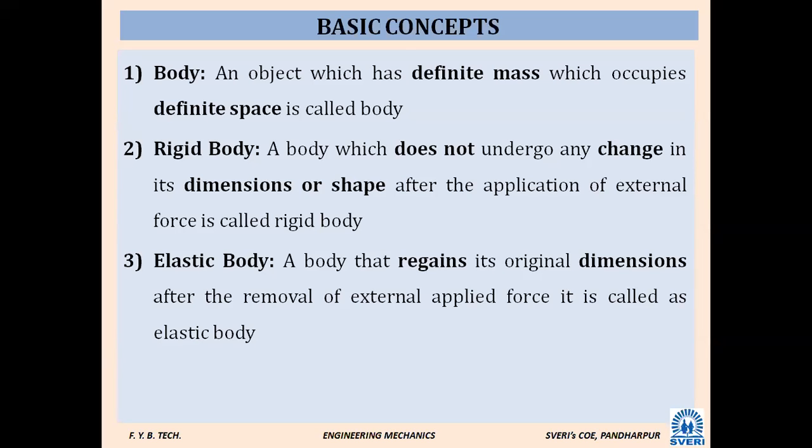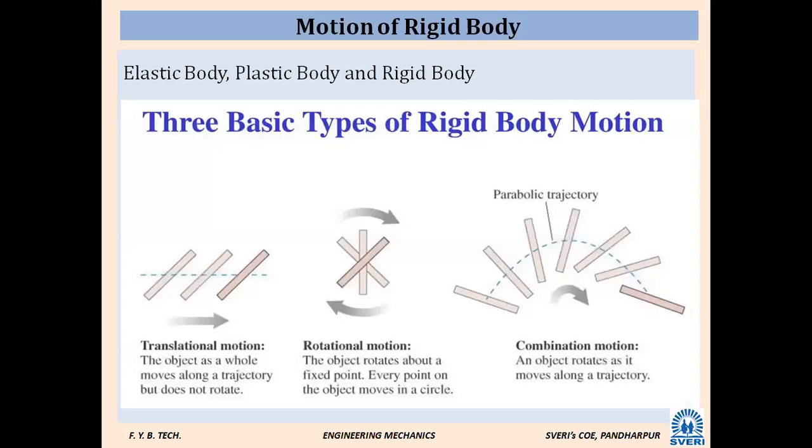What is an elastic body? A body that regains its original dimension or shape. When does it regain its original dimension? After removal of the external applied force. A body that regains its original dimensions after removal of external applied force is called an elastic body.